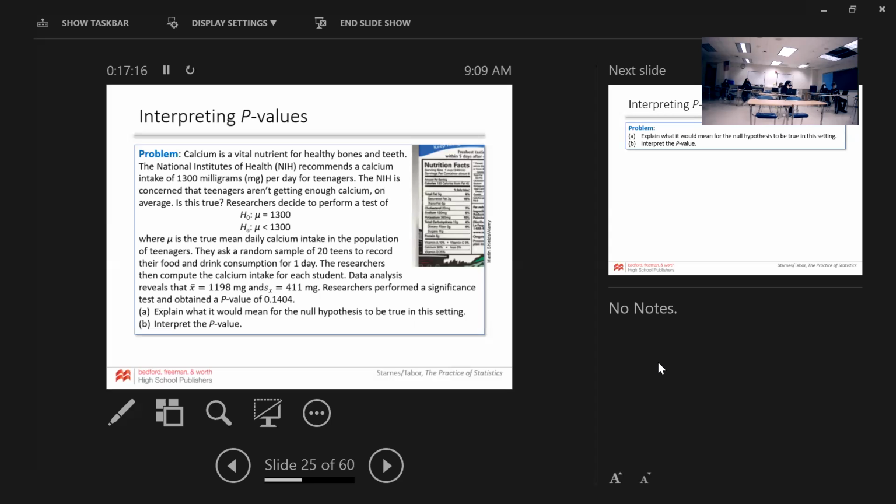You need to be able to do this. When you're doing these problems, you need to draw a picture so you can conceptualize what you're being asked. So go over here and say, question asked: what would it mean for the null to be true, and interpret the p-value?